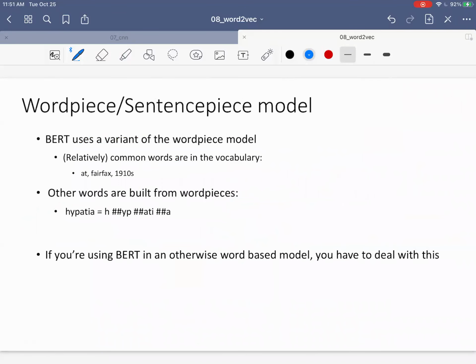Right, some examples in word piece and sentence piece: Hypatia can be broken down into this. So H, sharp YP. Sharp means that there's something before this subword. So again, sharp ATI means that there's some other subword before this, which is sharp A, something like this. But H doesn't have sharp, which means that H is the start of a new word. So that's how word piece and sentence piece indicate the start of a word and the intermediate subwords in a word.